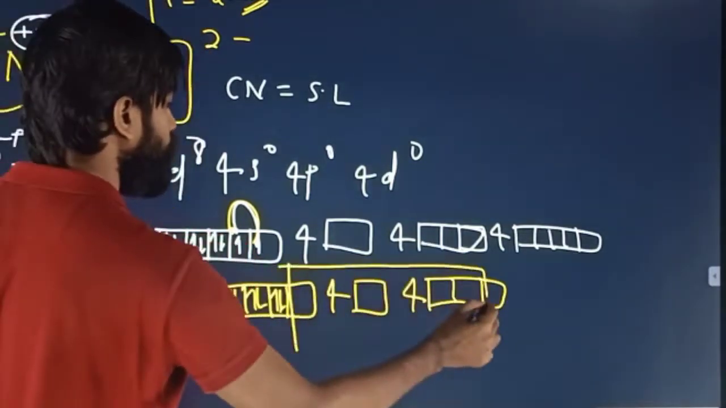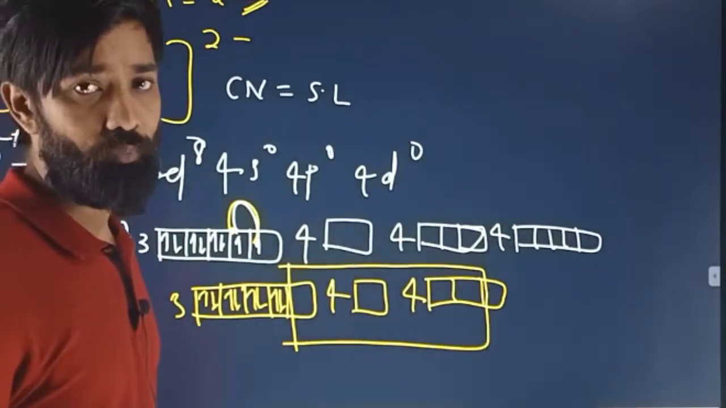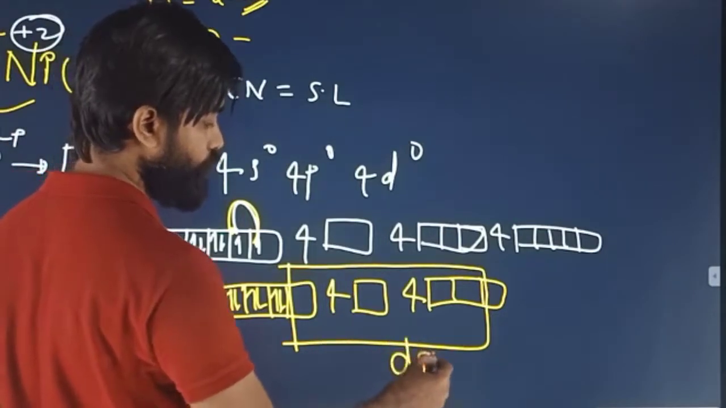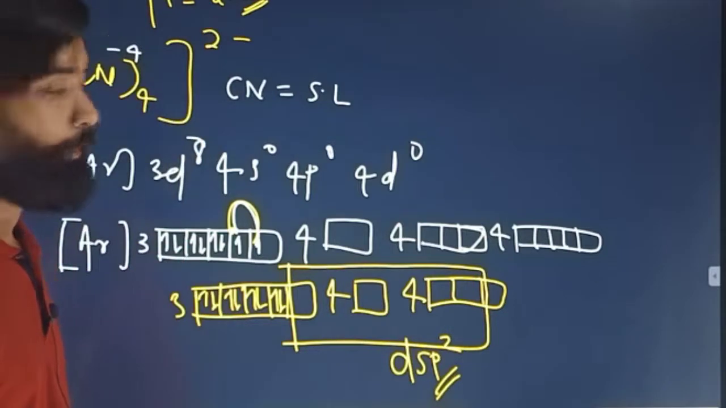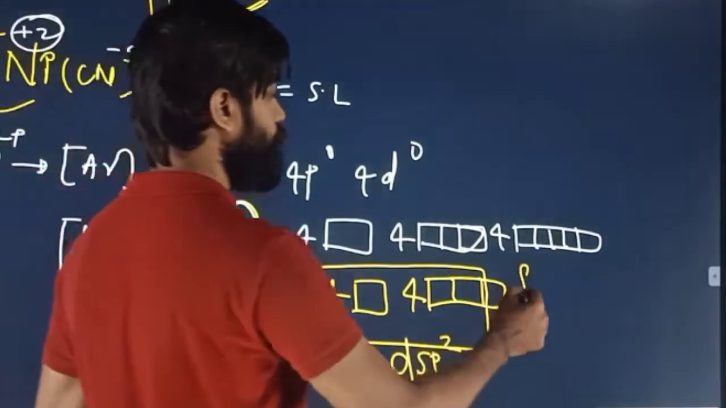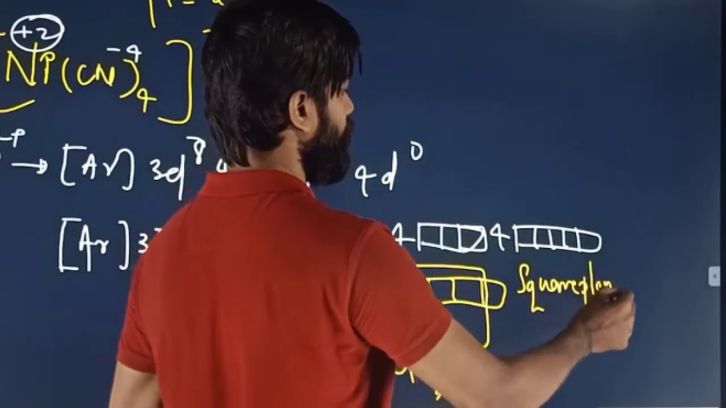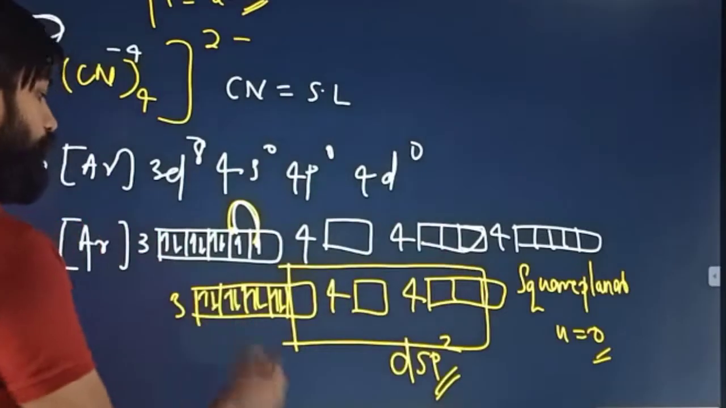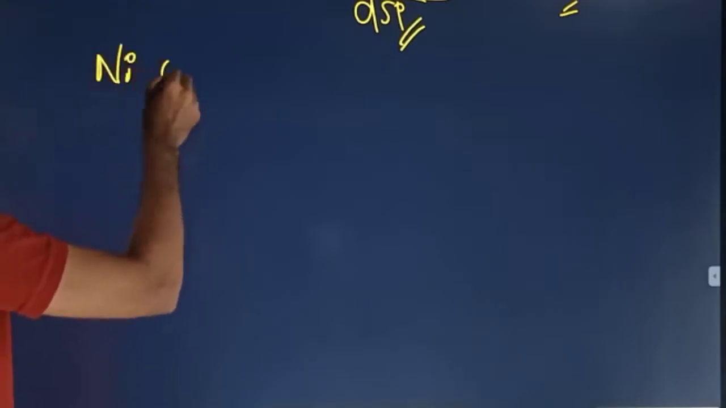So it is better to use these orbitals, because one inner d orbital is vacant. So it uses that orbital to form dsp2. So the shape will be square planar, where the number of unpaired electrons n is 0, because the electrons are paired in the complex. Like that, the next is Ni(CO)4.